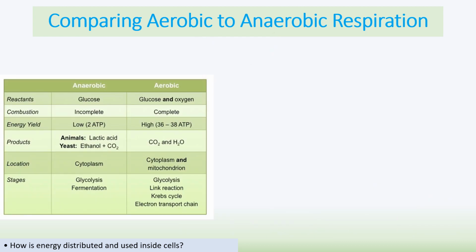And again, if you're comparing them, you should be able to identify the reactants. So we should be able to say that glucose and oxygen are the reactants for aerobic, just glucose for anaerobic. The combustion is incomplete, so think about chemistry. Incomplete combustion means there's not enough oxygen or no oxygen. Complete combustion means there is oxygen.